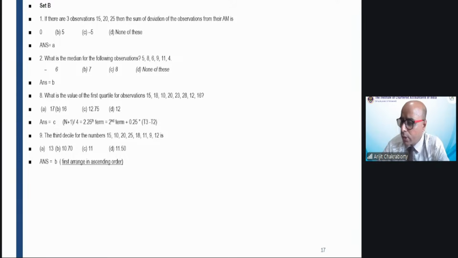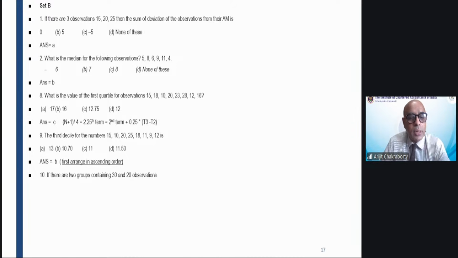As the formula says, n plus 1, that is 8 plus 1, but it's a decile, so (n+1)/10, and it is the third decile. So ultimately it is 3/10 into (8+1), which means 3/10 into 9. Accordingly, we have to find out the third decile. You will be able to find it, but first we have to arrange them in ascending order.